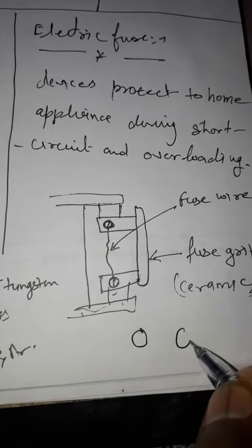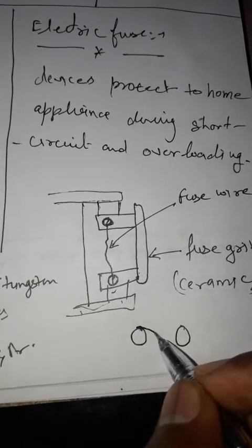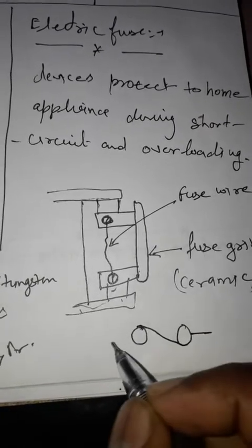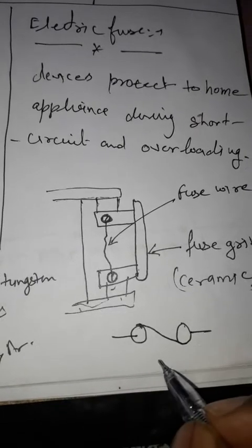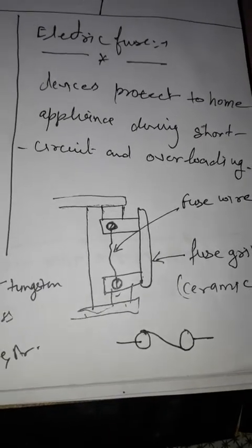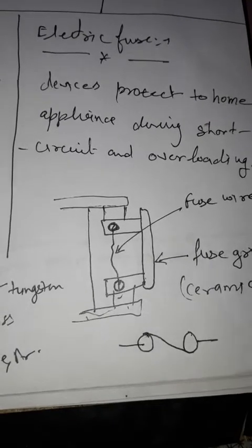There are two circles having a connection between them. Okay, so this is the circuit symbol for the fuse. Okay, now how is this fuse working?